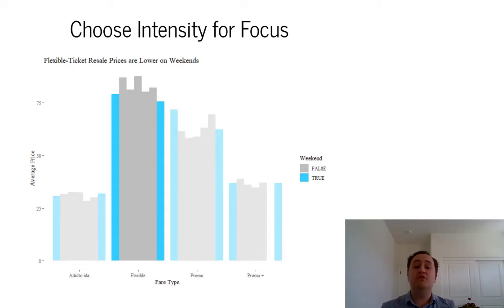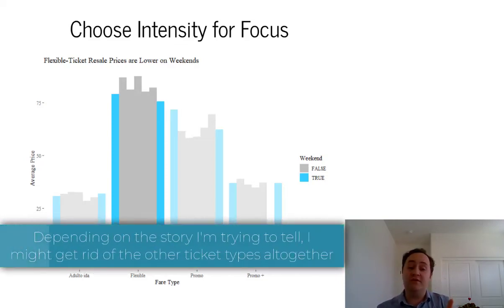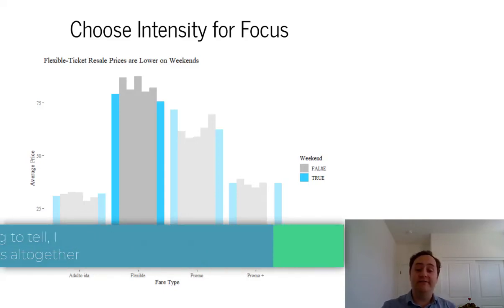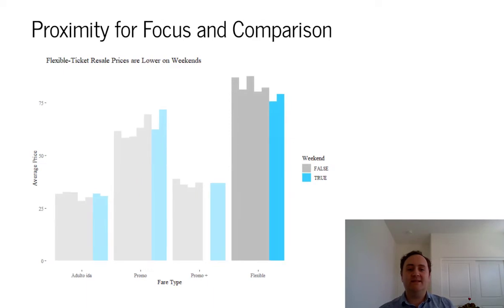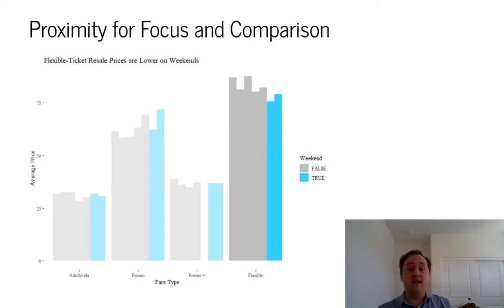And let's say I'm most interested in the flexible ticket type. Maybe that's different in some way, or it's more prominent. So I can focus on it by making everything else on the image gray, sort of gray it out, changing the intensity of the color there. So this time now you don't just focus on the weekends, you focus on the weekends specifically with the flexible type of ticket.